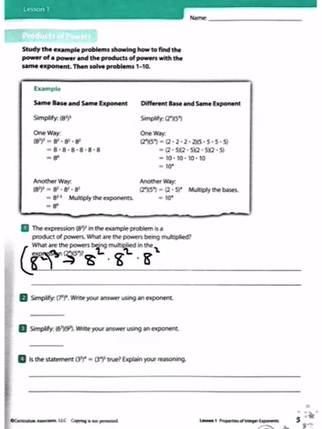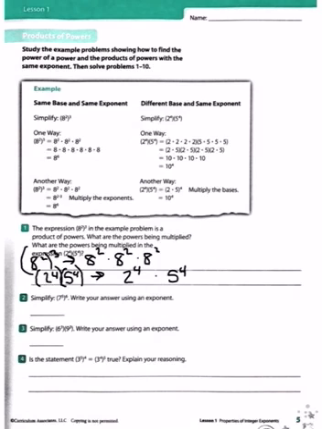In the second problem, 2 to the fourth times 5 to the fourth, we can tell that since it is written with parentheses, it means multiply, so the powers being multiplied are the numbers themselves, 2 to the fourth times 5 to the fourth.